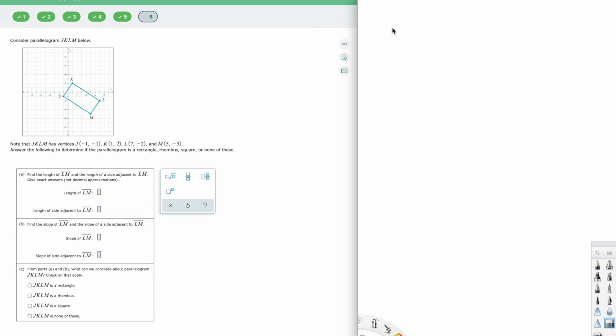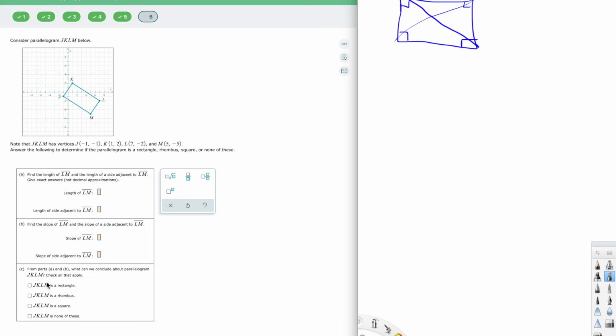For a rectangle, I would need to show, we already know it's a parallelogram, so all of those properties apply, but I would need to show that we have right angles like this. I could also show that the diagonals were congruent. That would make it a rectangle, and it would also qualify as a square if all four sides are congruent. We'd have to go a little farther to determine if it's a rhombus, and then a square.